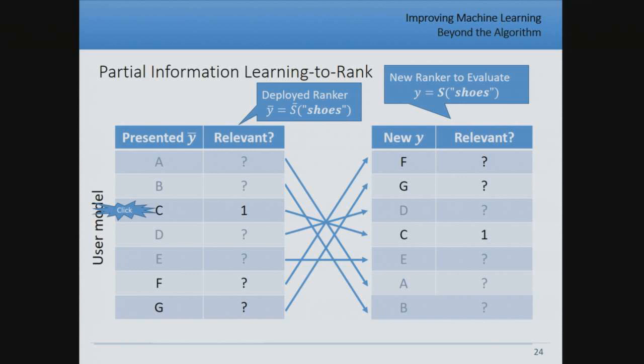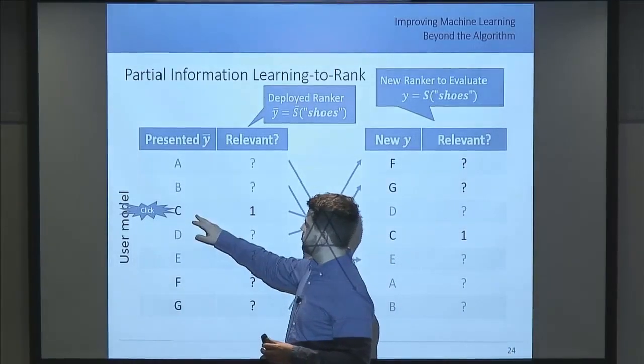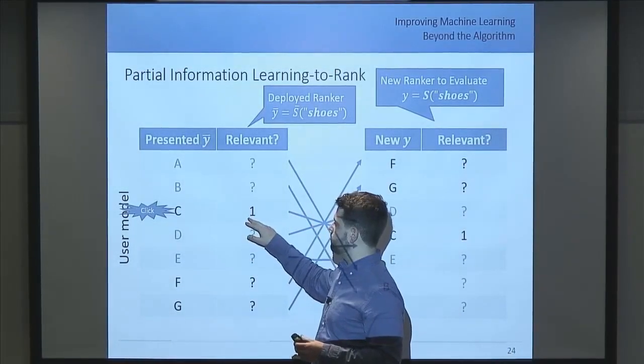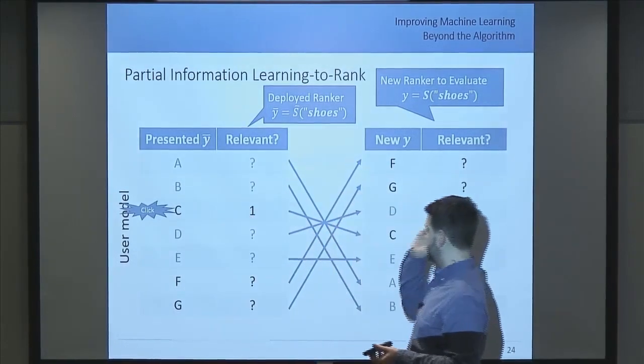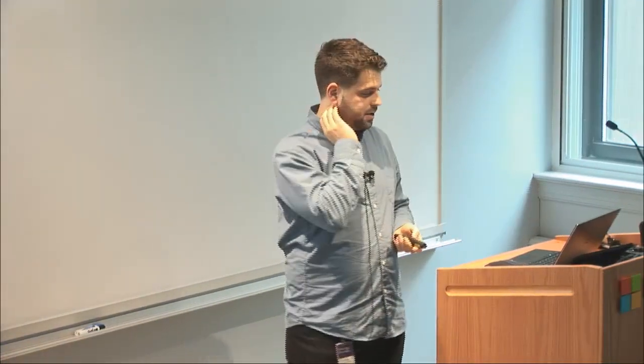However, it's often more convenient and also cheaper to work with implicit feedback from click logs. And to be still able to learn, what you do is you assume a certain user model. In the weakest case, that a click indicates relevance. So here, the user clicked on result C, which means that we assume this result to be relevant. The other ones have question marks. And the problem is, however, that we only have partial information. And so when we want to evaluate a new ranker, we can't compute our loss function directly because there's missing data, and it is missing not at random.